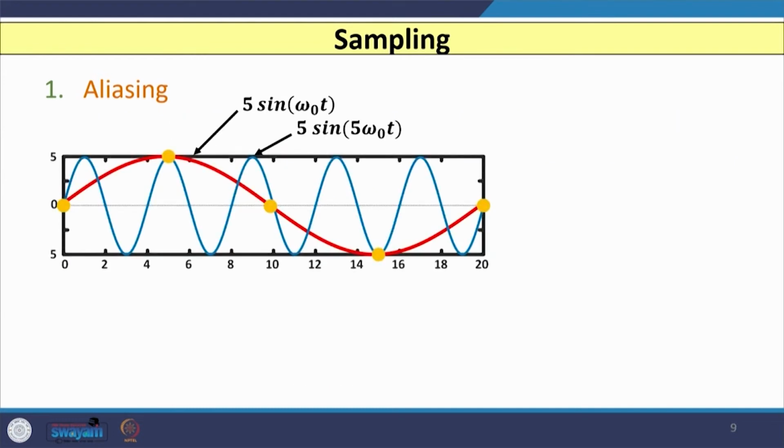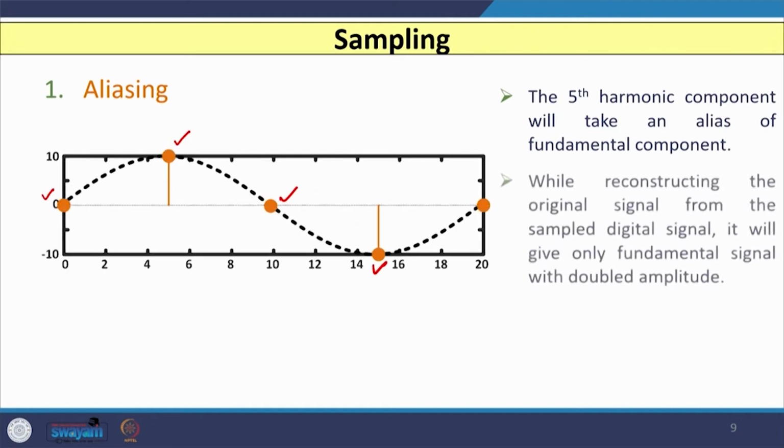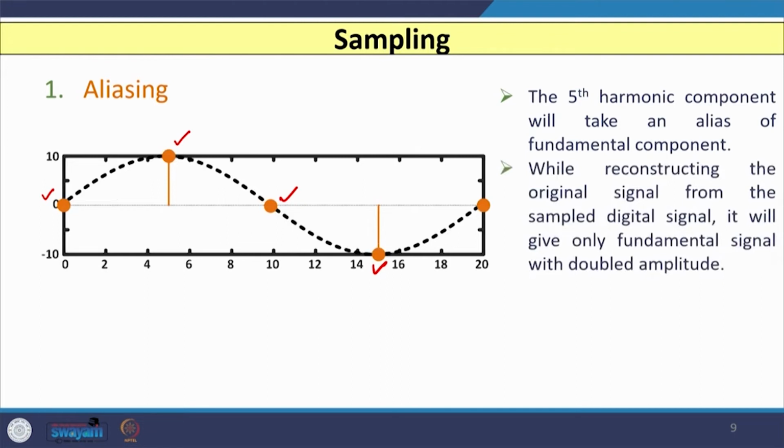So, if I consider the same signal, the red one is the first part, 5 sin(omega 0 t), and the blue one is the second part, 5 sin(5 omega 0 t), then we can say that your fifth harmonic component will take an alias of the fundamental component. And when you reconstruct the original signal from whatever available samples in digital form, it will give you the fundamental component only with double amplitude.